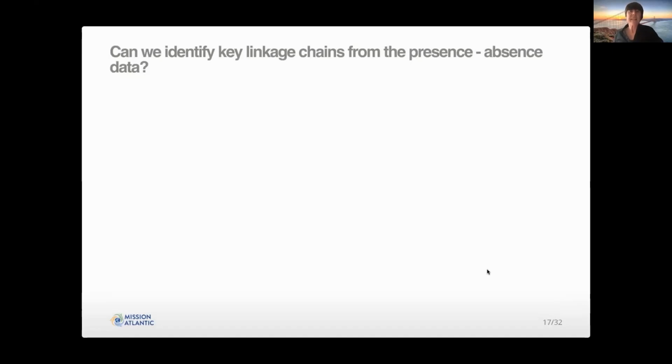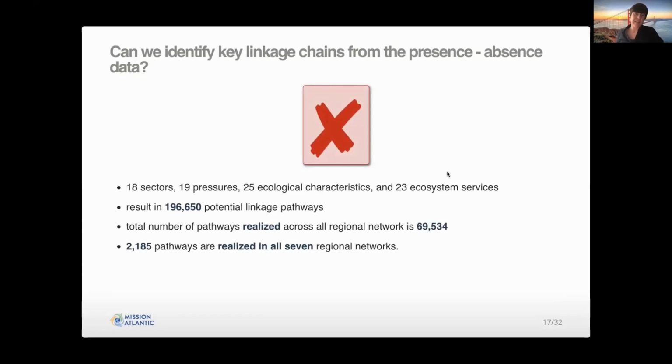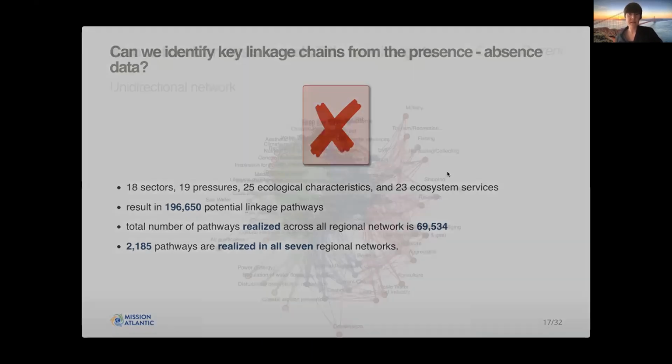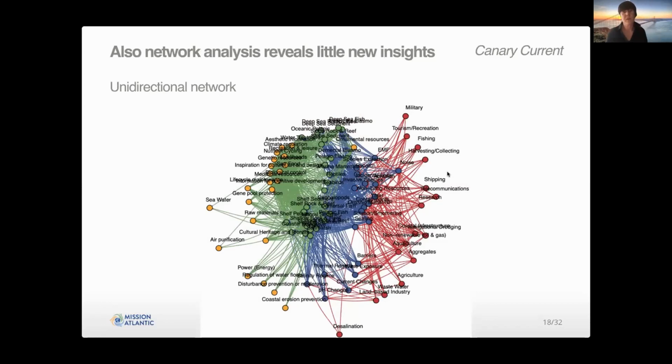So can we identify key linkage chains from the presence-absence data? And I have to say, unfortunately, no, we can't. We have 18 sectors, 19 pressures, 25 ecological characteristics, and 23 ecosystem services that you defined, which results in theoretically almost 200,000 pathways. Out of those, almost 70,000 were realized, and a bit more than 2,000 pathways were realized in all 7 regional networks. And that's still very spread, scattered and diverse. I also tried to do some network analysis, which didn't bring many new insights. If you do this kind of network, here this is for the Canary Current system.